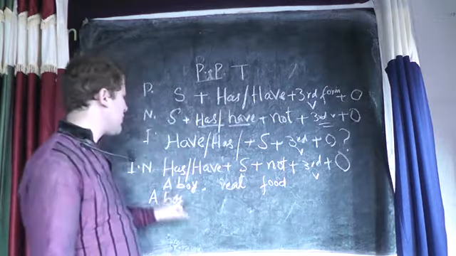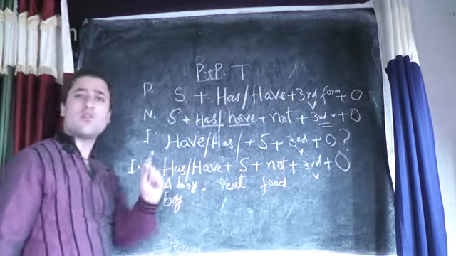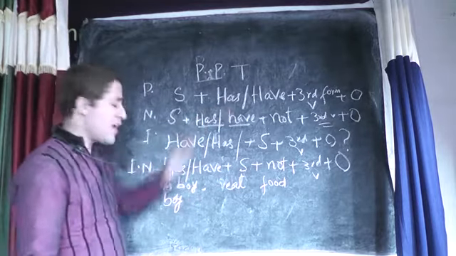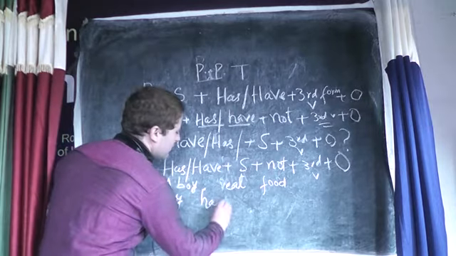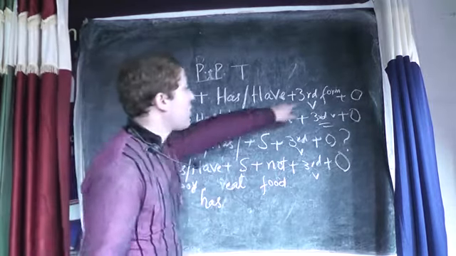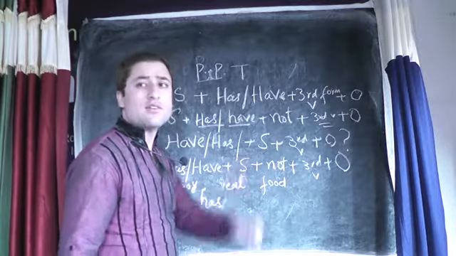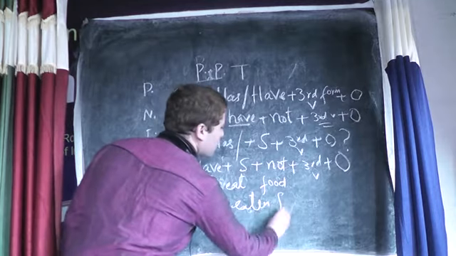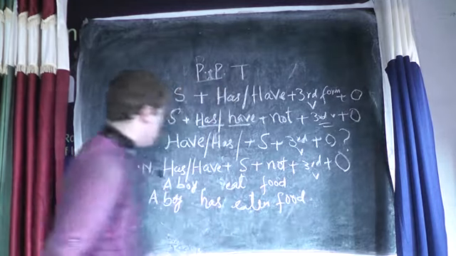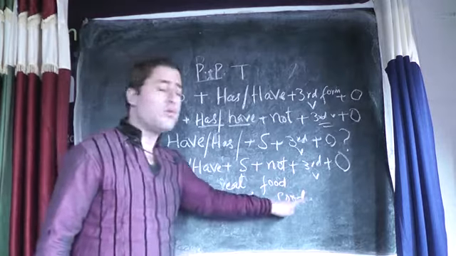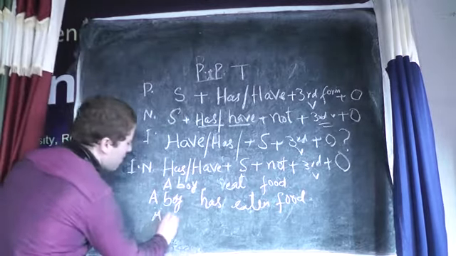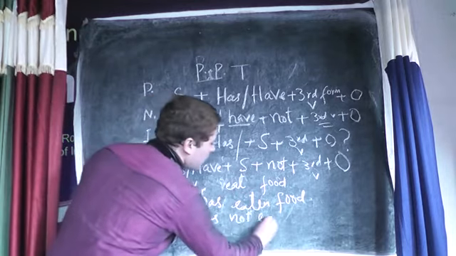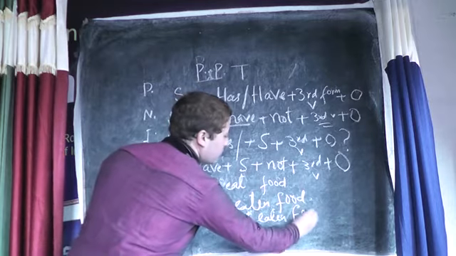A boy is a singular noun, so we'll use has. So a boy has. Very good. Third form according to the formula: eat, ate, eaten. So eaten food. A boy has eaten food. The negative one we'll write here: a boy has not eaten food.